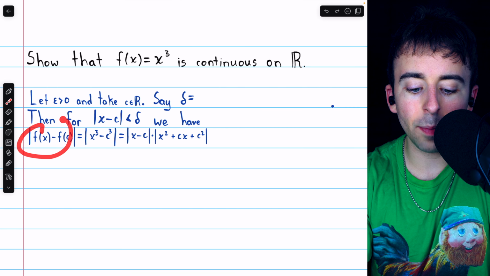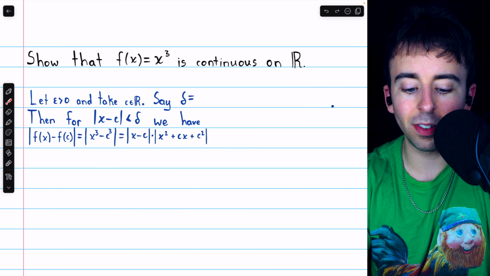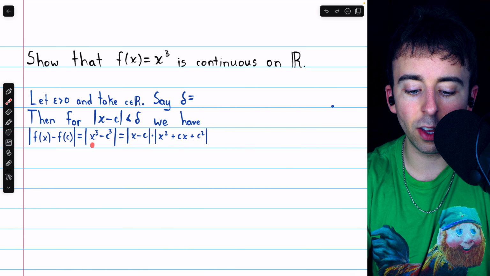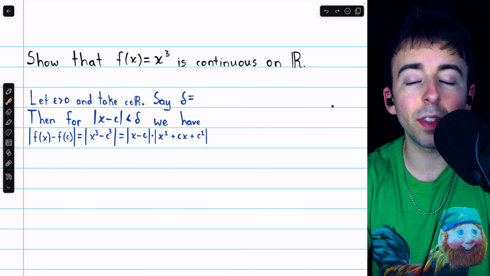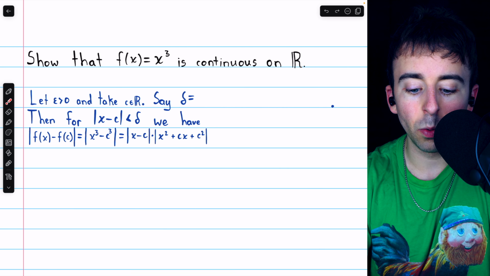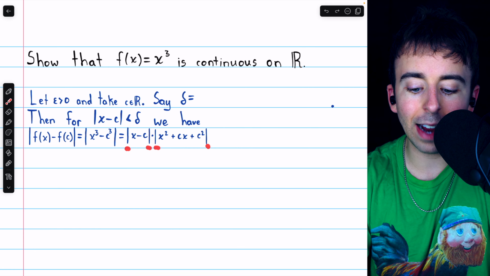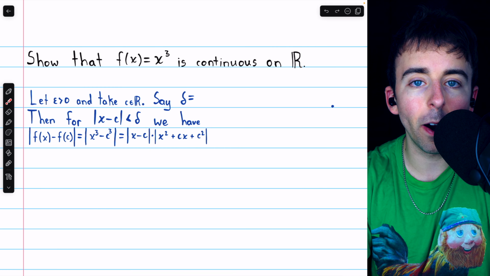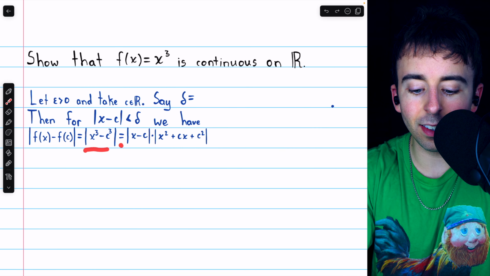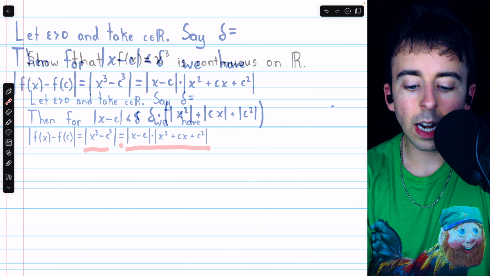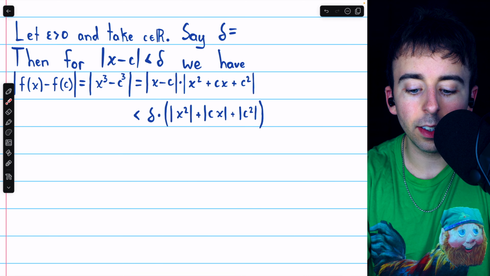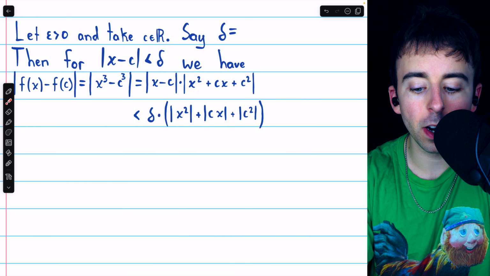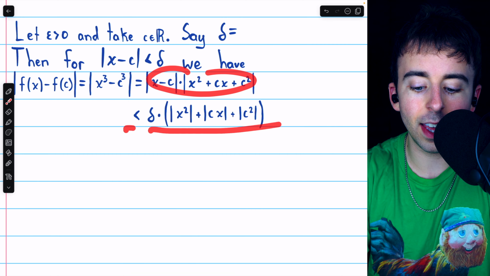First, of course, the absolute value of f of x minus f of c is the absolute value of x cubed minus c cubed. And we can pull an x minus c out of that difference of cubes. We just have to make sure that we leave those factors in absolute value bars. Thus, we get that this is equal to this. Now, we know the absolute value of x minus c is less than delta, so we'll replace this with delta to make the expression bigger. So this is less than this.